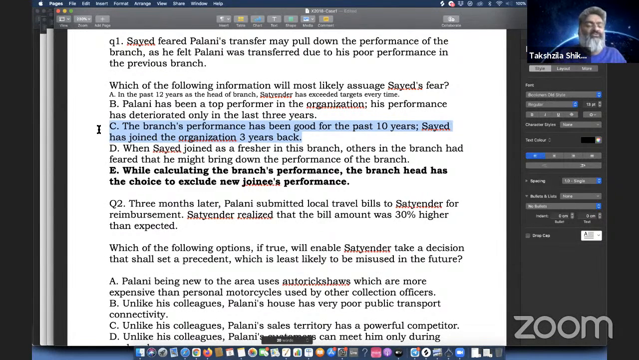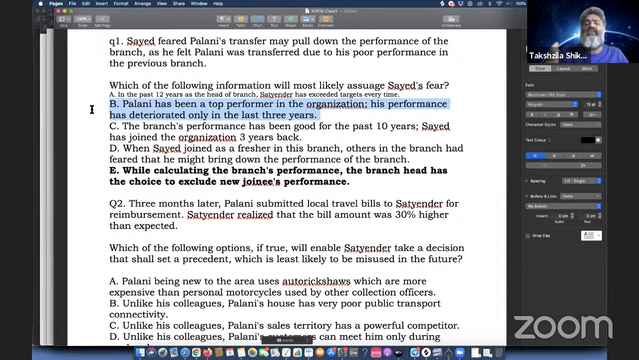Sorry, I think somebody said B and I'm reading C. Let me read B again. Palani has been top performer in the organization. His performance has deteriorated only in the last 3 years. Again, he was a top performer, but in the last 3 years, it has deteriorated. That means currently it is in that state. The latest data says that it is deteriorated. Whether he was good or not earlier doesn't matter right now, right? So Sayyad's fear is still valid.